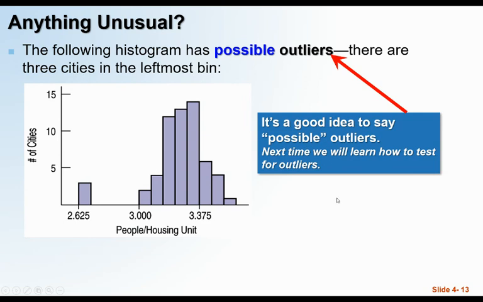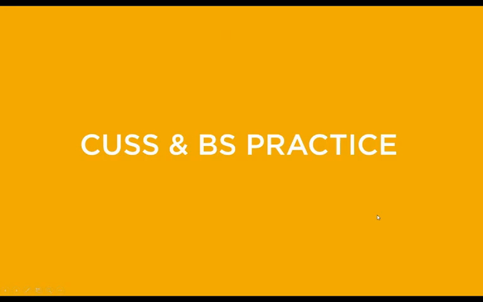Okay, I already mentioned this, that we're going to say possible outliers for one homework, and then we're going to get into a way to be able to test for those. So I would say possible outliers here. I really don't know if that's an outlier until I have a way.